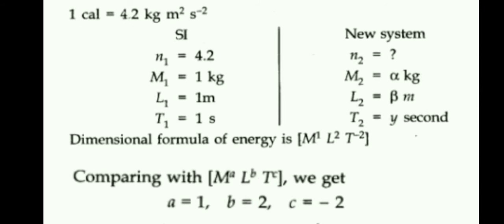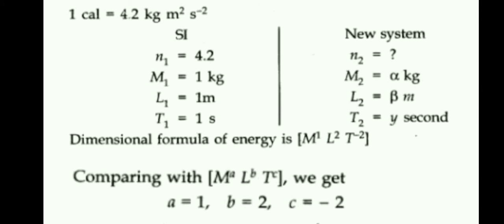Now we have to take two tables, in which the first table will be SI and the second table's heading will be new system. In the first system the constant value is 4.2 and the unit of mass which we will take is kg, the length 1 meter and the time 1 second. In the new system, we don't know the constant value, so n2 is the question mark. The new unit of mass is alpha kg, the new unit of length is beta meter, and the new unit of time is gamma second.